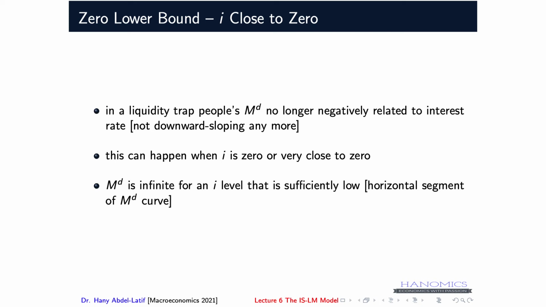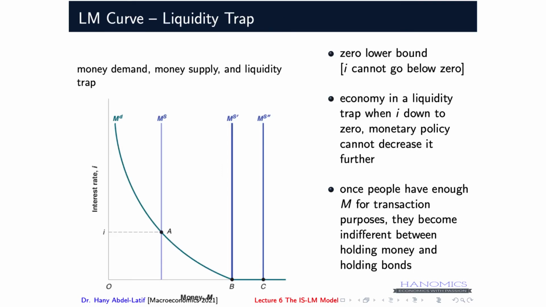And that segment of the money demand curve will be horizontal. So this is basically what I meant by the liquidity trap. You can see here money demand and money supply, this downward sloping segment of the money demand when the interest rate is high enough. But when the interest rate goes really low, you will see here BC, it becomes like this green horizontal line here.